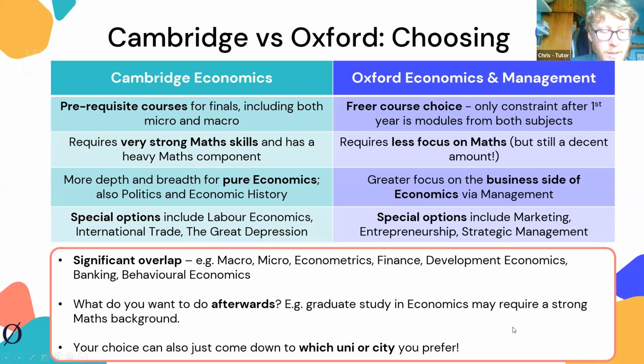Just one more thing to say is that sometimes people don't choose so much based on their course content. They really care about which university they want to go to or which city they want to live in. And that's also perfectly fine. If that's going to make a big difference to you, then you can choose on that basis.